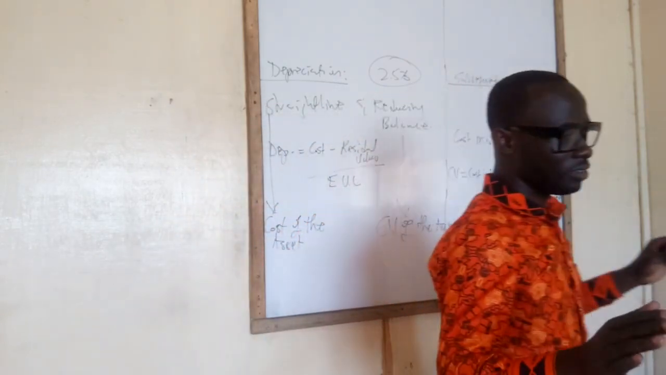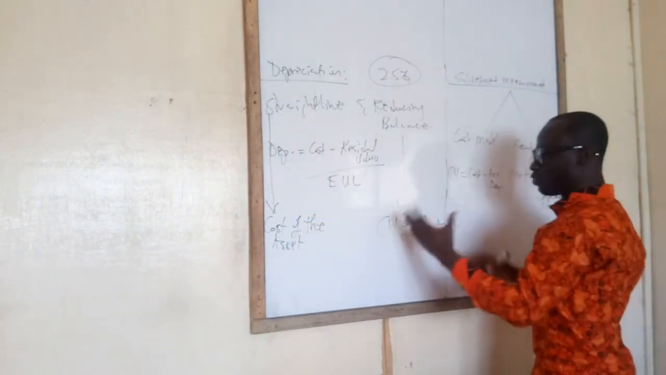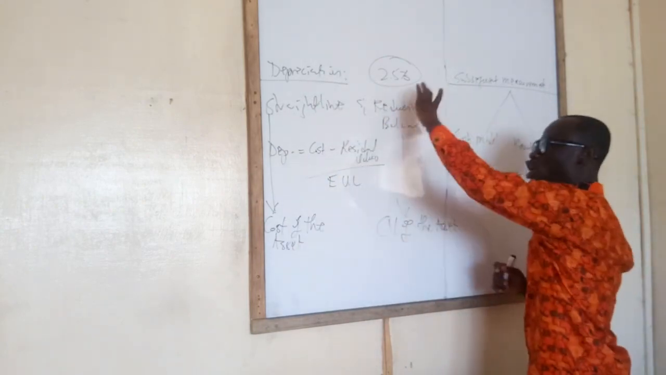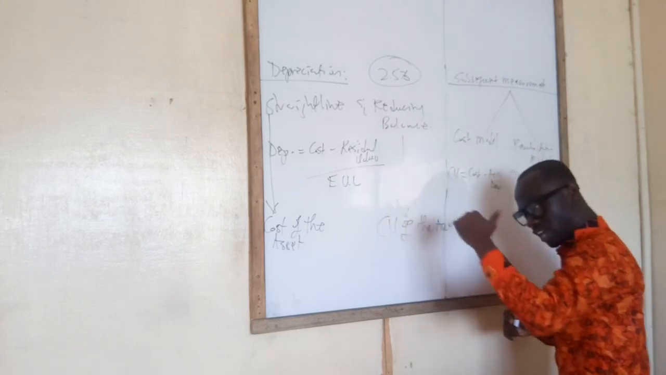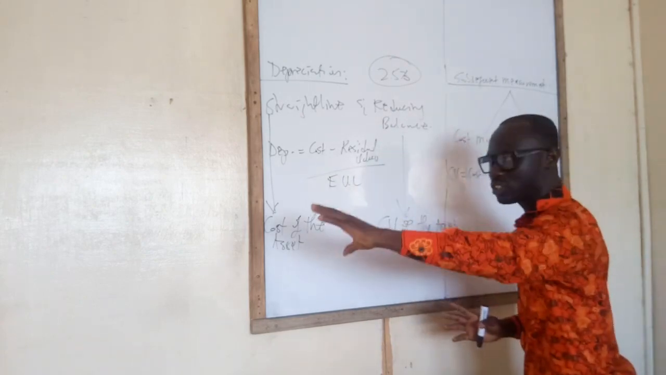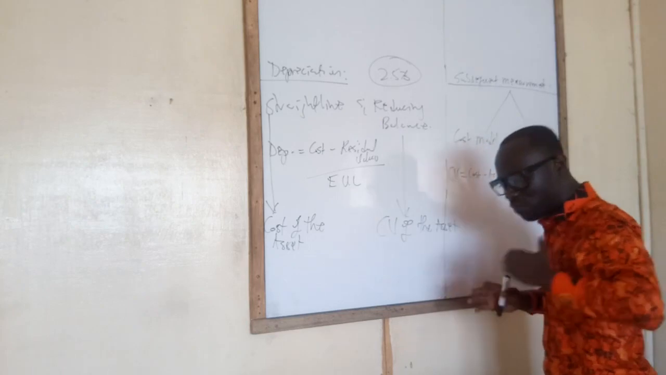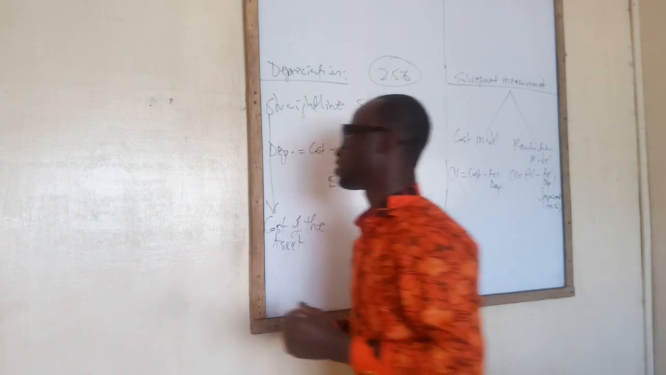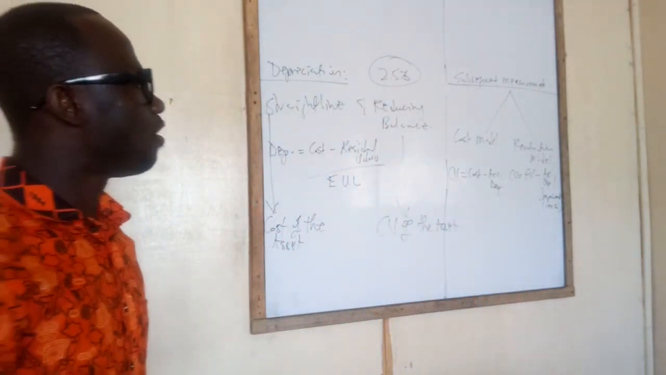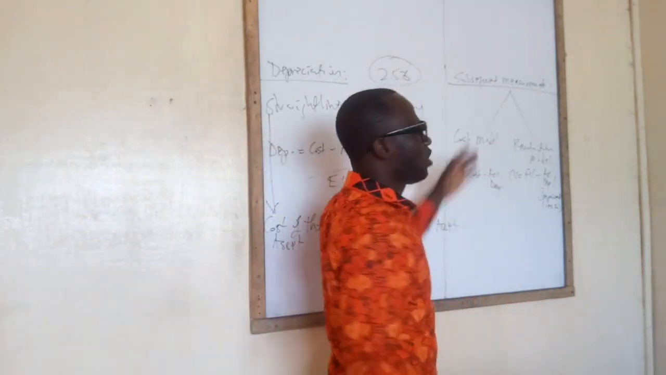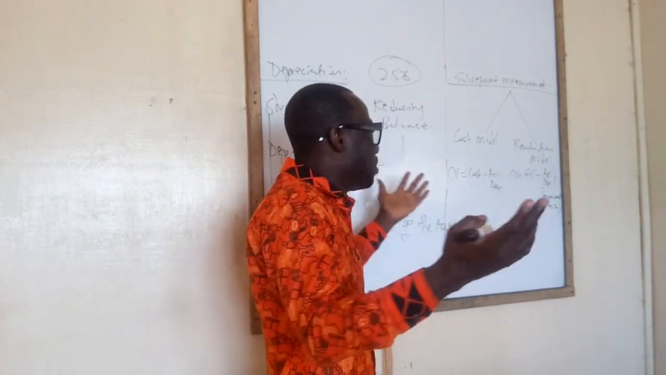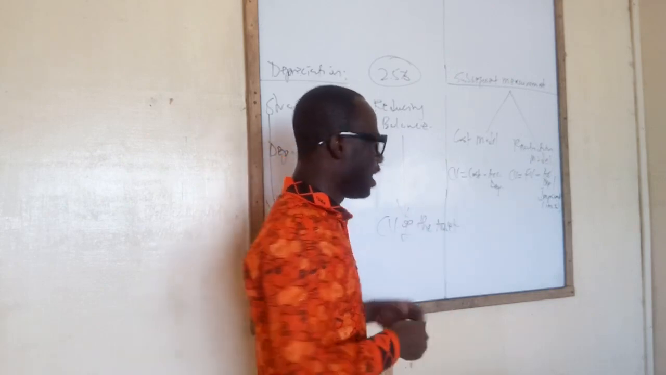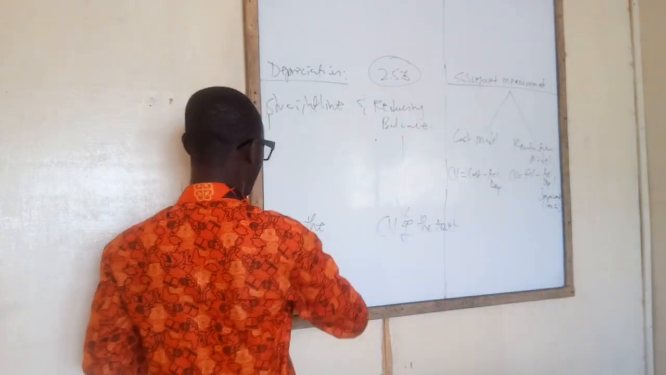Are you getting the distinction? Right. So with reducing balance, we charge it on the carrying value. With the straight line method, we charge it on the cost of the asset. With reducing balance, the depreciation figure reduces as the asset ages, but with the straight line method, the depreciation figure remains the same over the estimated useful life of the asset. Now, with the cost model, it's not rocket science because it's simple. Everybody can do it. You don't need any magic to do that one.